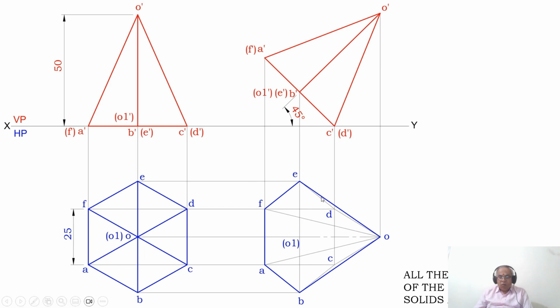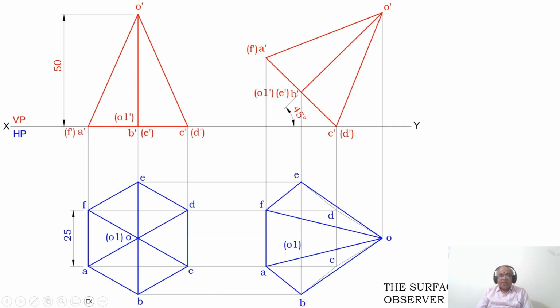Then the surface nearer to the observer is visible, as you are drawing the top view for this particular solid. When you look from the top view, O dash A dash, O dash F dash and F dash A dash will form a triangular surface. Since the top view of O dash F dash A dash is OAF, A to F is already darkened, then join A to O and O to F with a dark line.